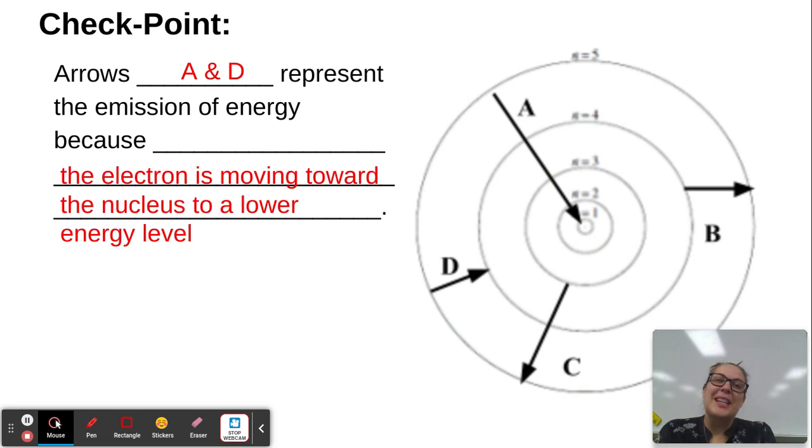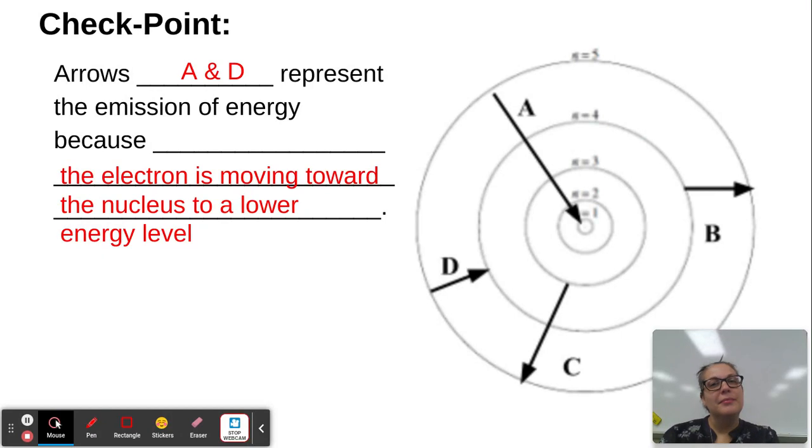You're right. It's because the electron is moving towards the nucleus, down to a lower energy level. Whenever you have that electron falling towards the nucleus, it has to give off that energy. It can't take it with it. So when you have an electron falling towards the nucleus, it has to give off the energy.